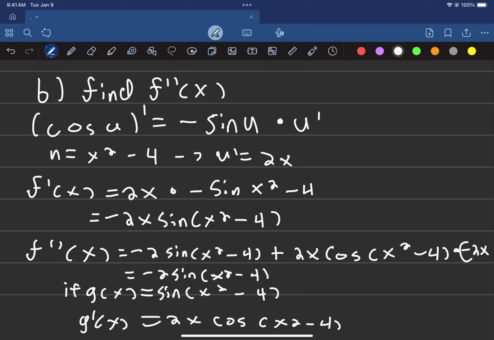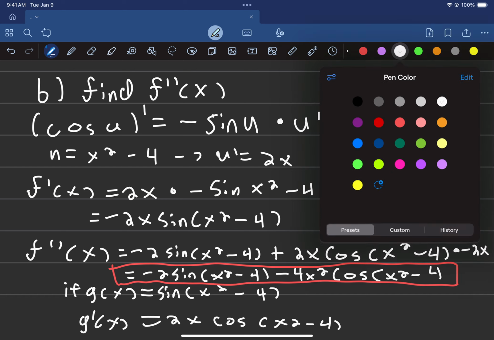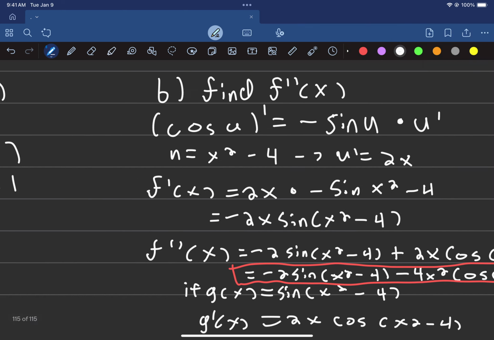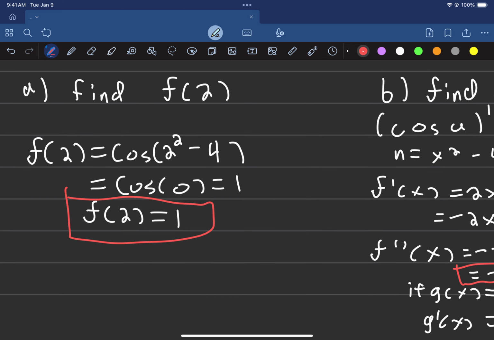So first of all, we have this negative right here. So this will change this to a minus. And then we have 2x times 2x. So that will give us 4x squared times cosine of x squared minus 4, which really can't be simplified any further. So this gives us that the second derivative is this right here. And then so that's the answer to B. And then the answer to A is this right here.